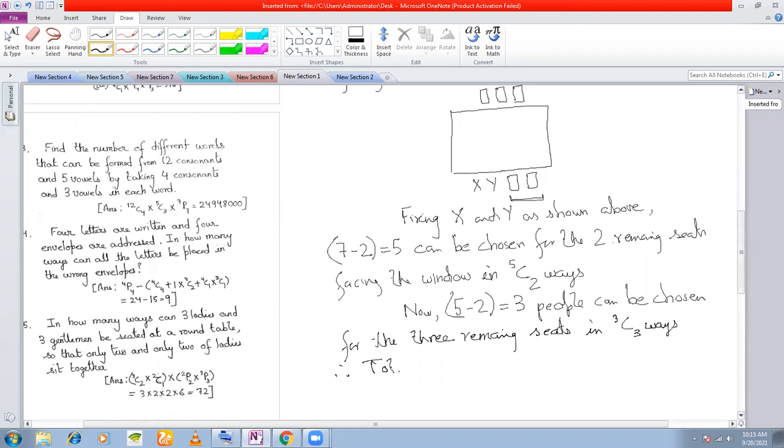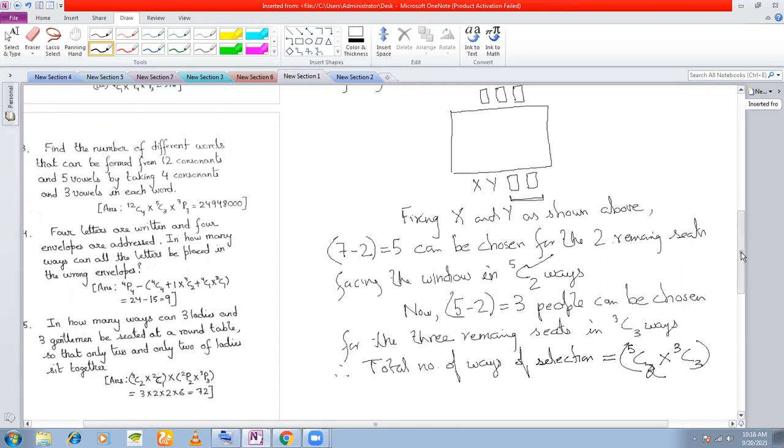Total number of ways in this case, number of ways of selection is equal to 5C2 into 3C3, because we have already fixed X and Y, right? So number of ways of selection in this case is 5C2 into 3C3 ways, right?